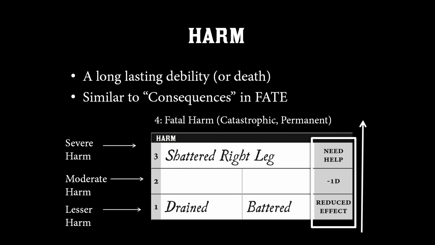So if you want to see some descriptions of what sorts of harm you might fill into these boxes, there are descriptions of all the different harm levels and what kinds of actual harm they imply on page 31 of the book. So check that out if you want to see some examples.